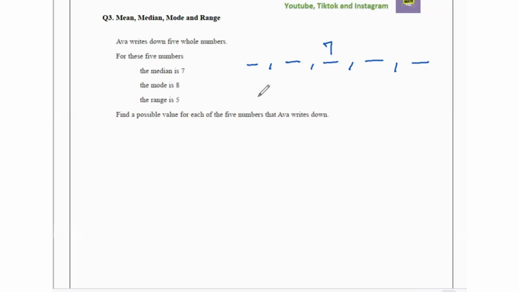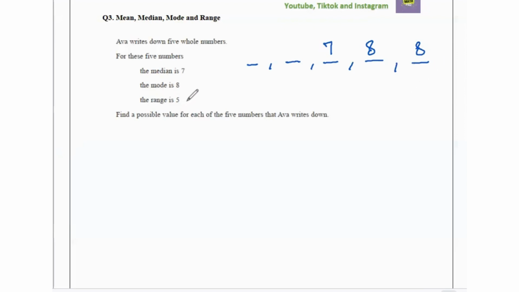Since the median is 7, and that's right in the middle of the data set, and the mode is 8, which means 8 will be this and this. 8 cannot come before 7 because once again, we're writing the data in ascending order. And since the mode is 8, it has to occur more than once. So 8 comes over here.